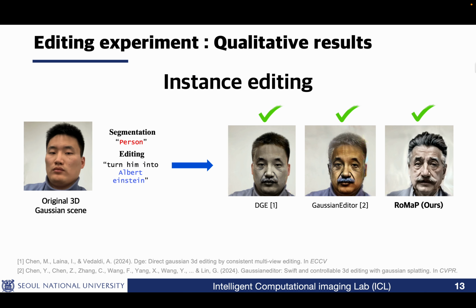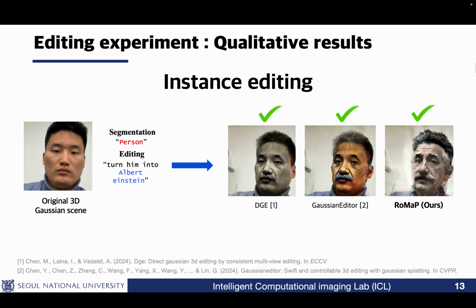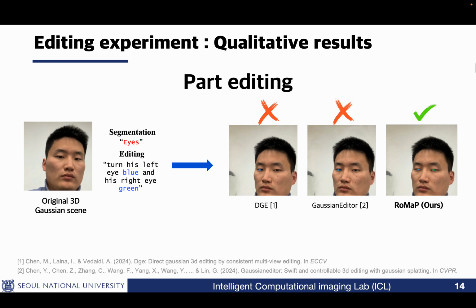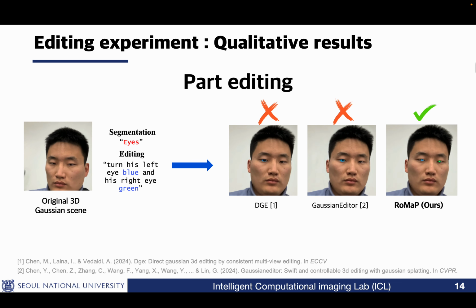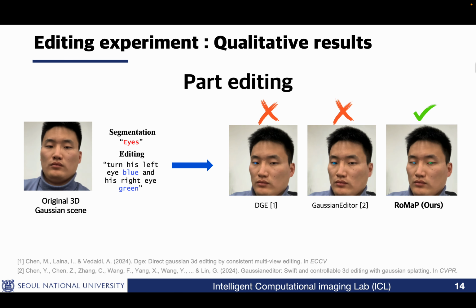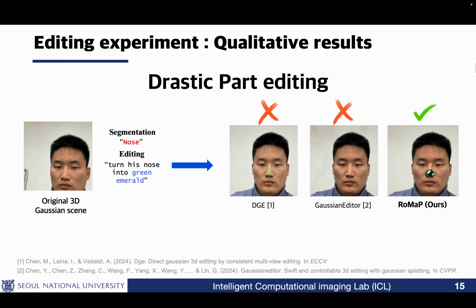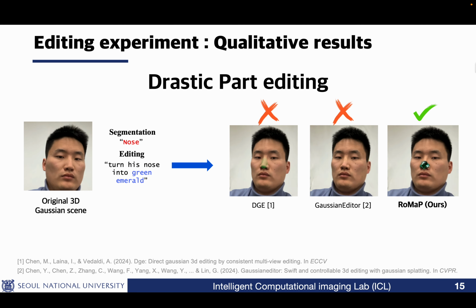But many existing editing methods already perform well at the instance level. But when it comes to part-level editing, like changing the eye color into an old eye, or editing with drastic prompts such as giving someone an emerald nose, our method achieves significantly better results.